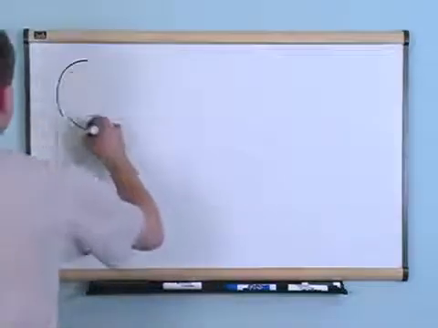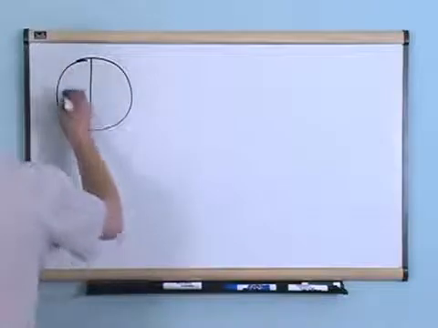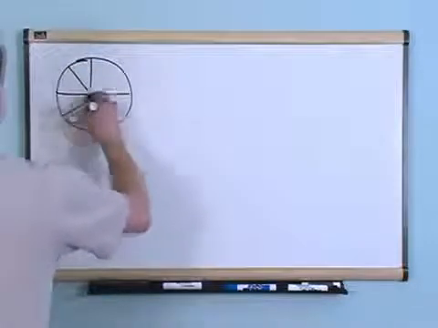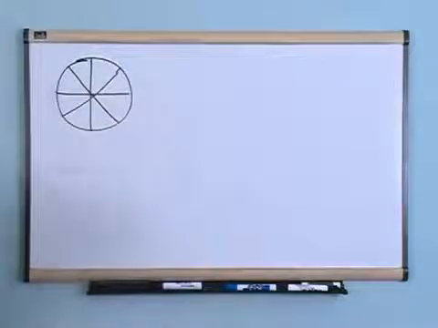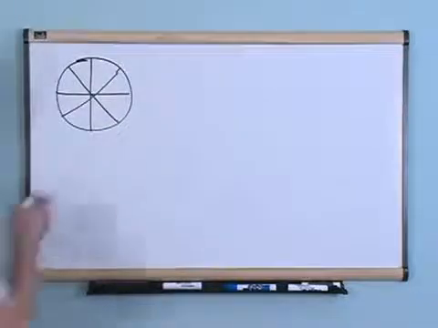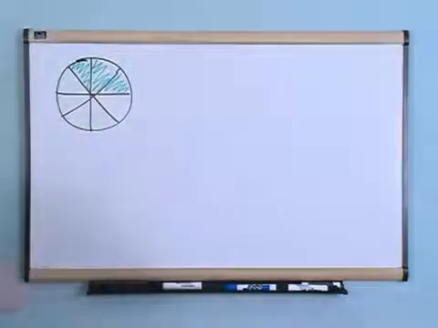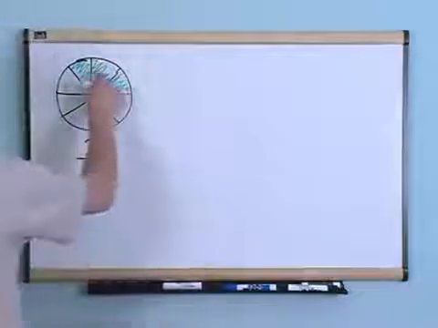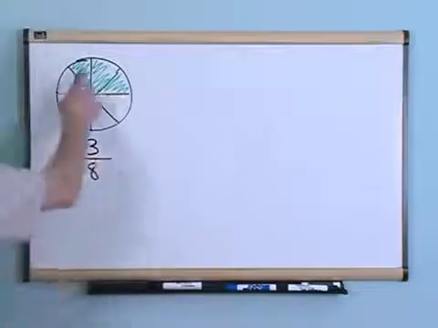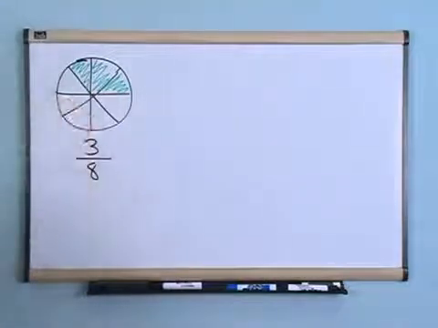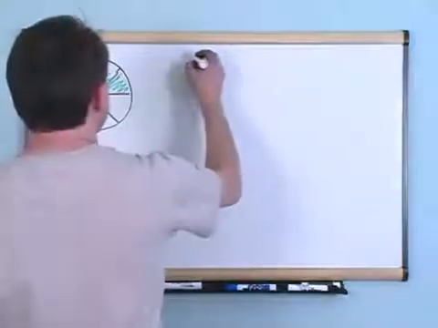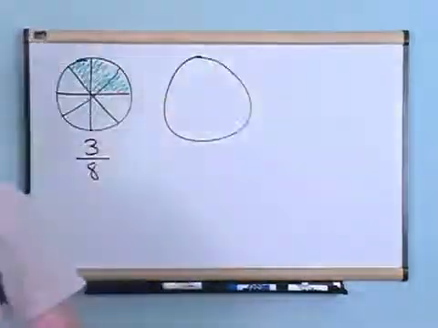Okay? So let's say you have, again, I'm going to draw this pie, and I'm going to make 8 pieces. There's 4, 5, 6, 7, 8 pieces of pie, and I'm going to take 3 of those pieces. So here's 1 piece, 2 pieces, 3 pieces of the pie. Okay? 3 pieces of the pie. So 1, 2, 3 pieces of pie out of a total of 8 pieces. 1, 2, 3, 4, 5, 6, 7, 8 pieces.